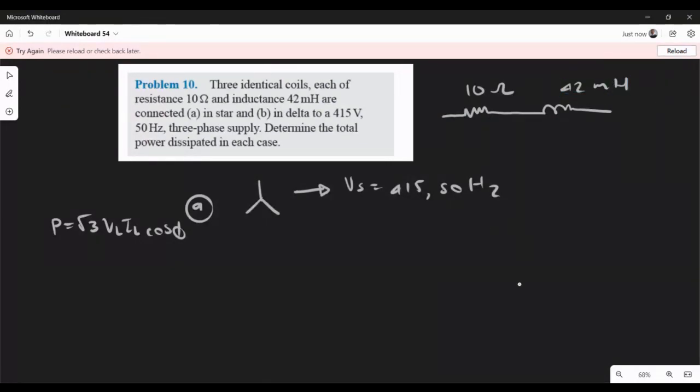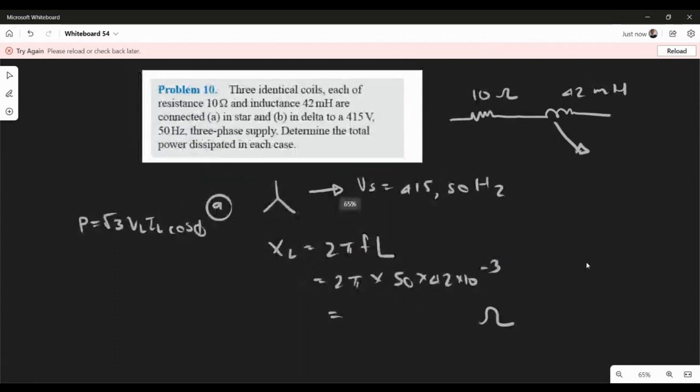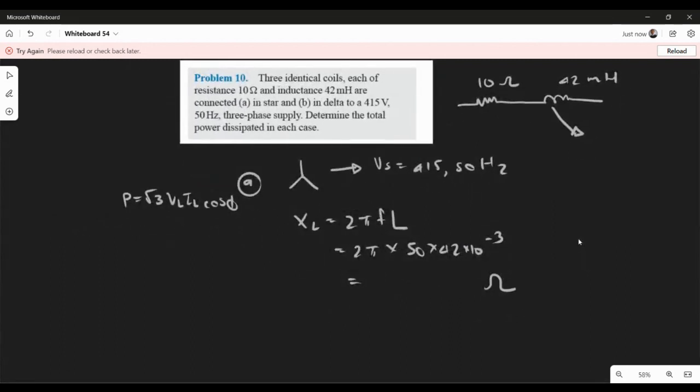We have to use 2πfL. Again, this is just revision, not even where we need to be. 2π times 50 times 42 to the power of -3. Mr. Ball, can you give me this answer? 50. So this will be in ohms now, and that is what we essentially want. Okay, let's get that.